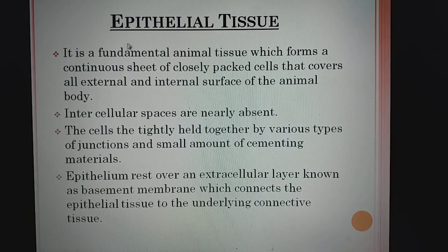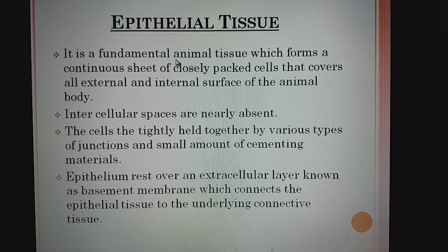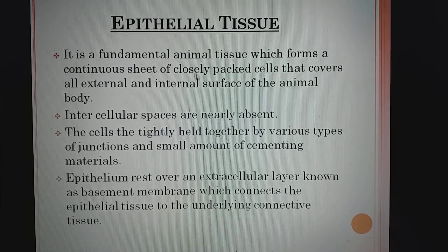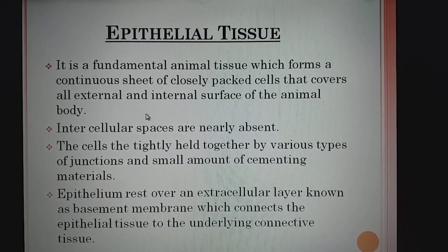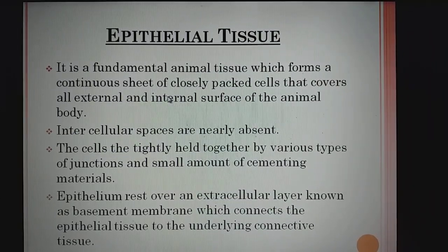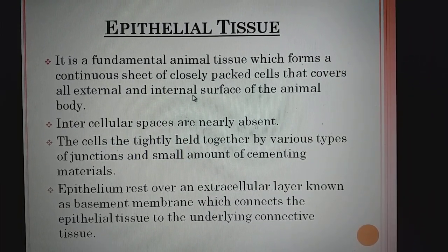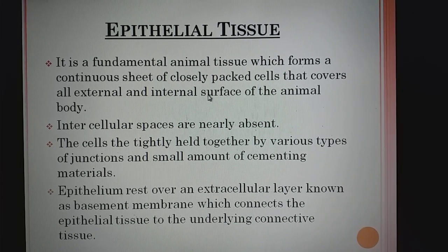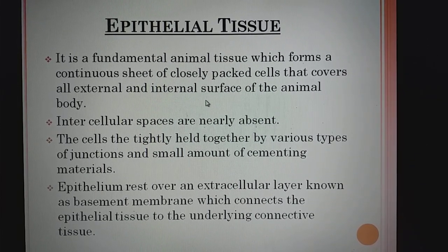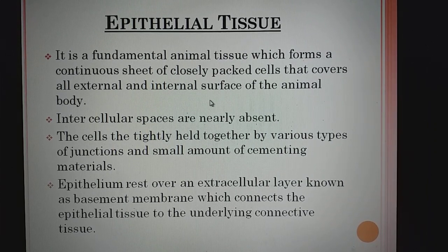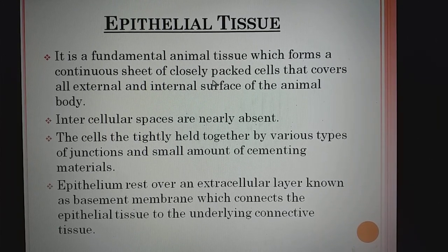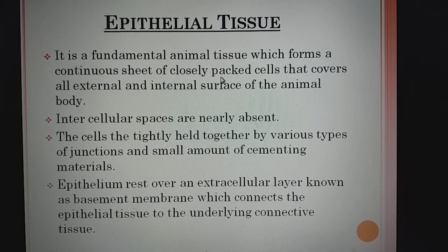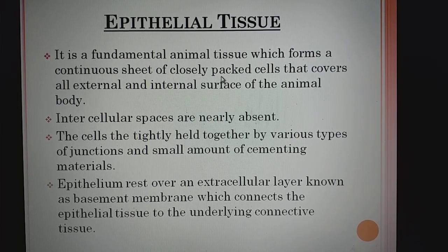Epithelial tissue is a fundamental animal tissue which forms a continuous sheet of closely packed cells that covers all external and internal surfaces of the animal body. So this not only covers the external surface of the body, rather it forms the lining in the internal organs also. Whatever organ is present inside our body is lined with the help of this epithelial tissue. So we can say that this epithelial tissue not only protects from the external, like skin, rather it forms the inner lining of the organs also.